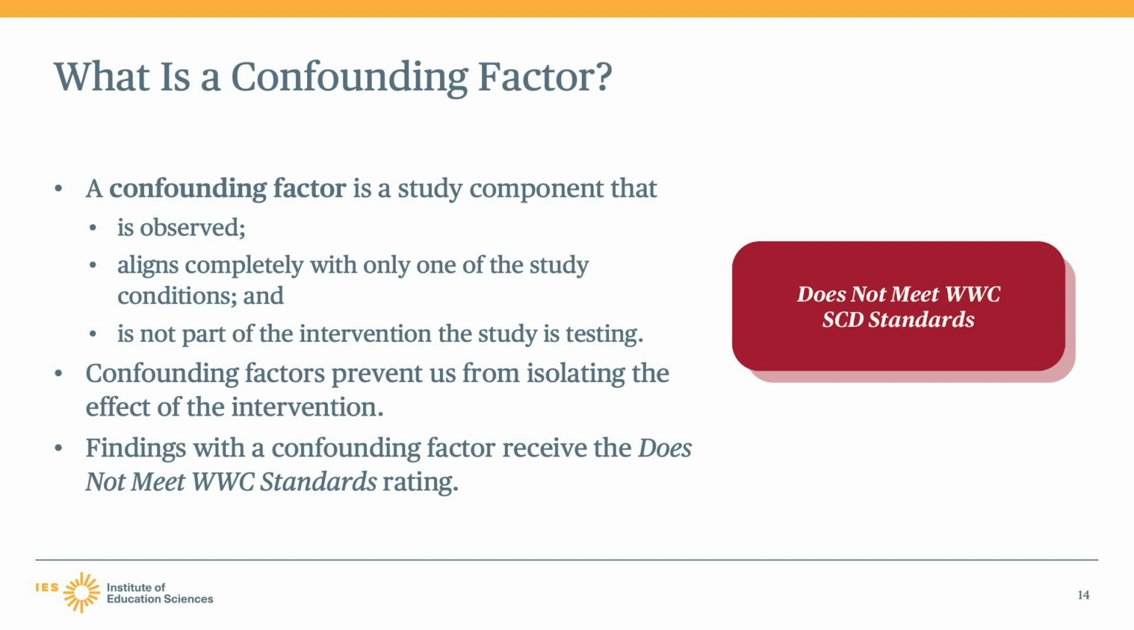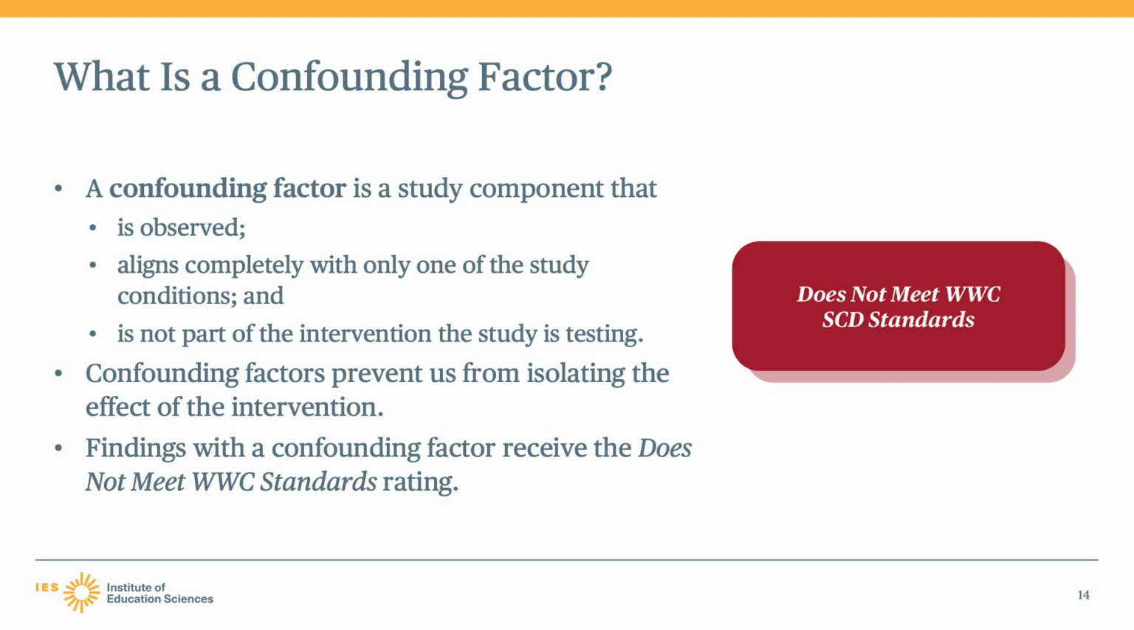The second criterion is that confounding factors are components that align completely with one and only one of the study conditions. That is, the factor is present for all data points in one condition and absent for all data points in the other condition. We will illustrate this criterion later with some examples. The third criterion is that confounding factors are components that are not actually part of the intervention the study is testing. The WWC is concerned about confounding factors because they prevent us from isolating the effect of an intervention.